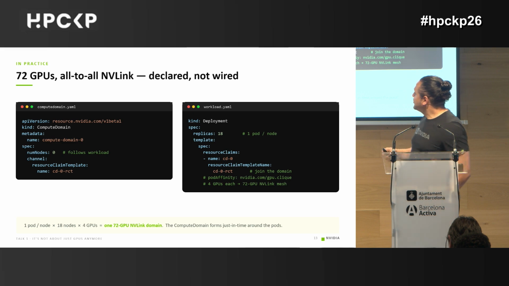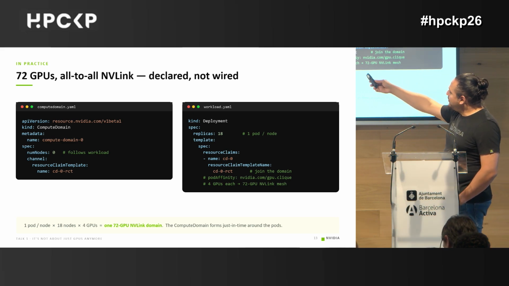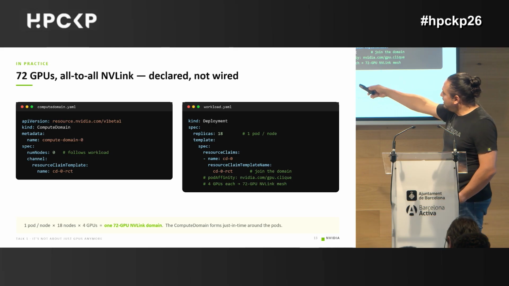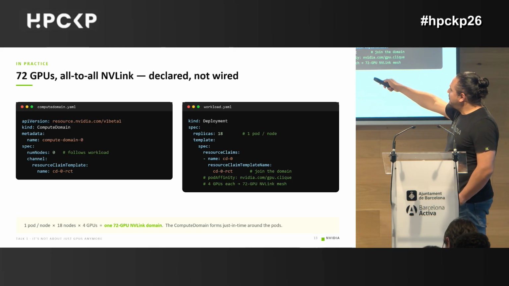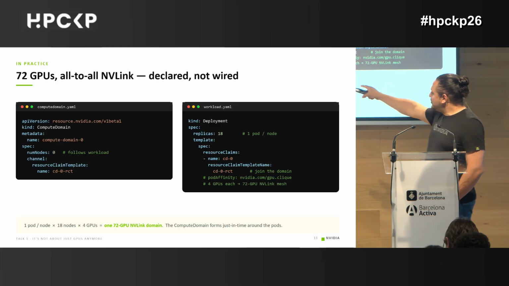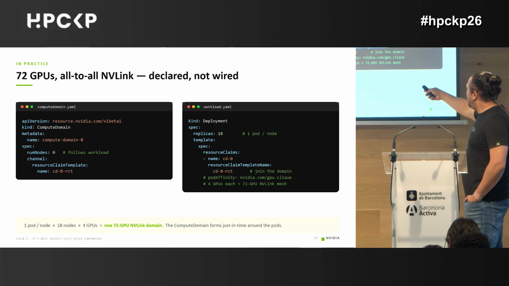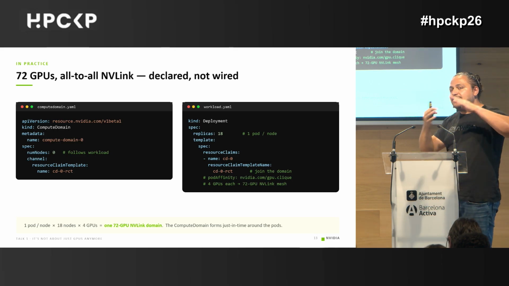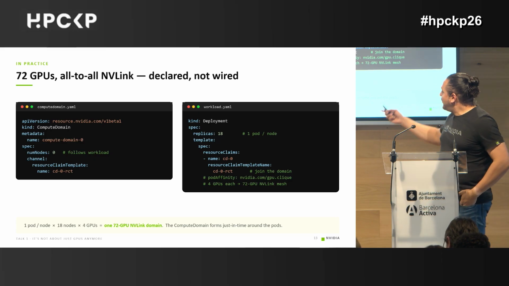So here is how a compute domain looks. Basically, you name it when you are declaring it, and then in the workload itself, this is a deployment, and this is how you declare the compute domain. You declare that you need a special compute domain, right? The number of nodes follows the workload. So the workload can request, as I have there, 18 replicas. So from the 72 GPUs that you have in your GB200 rack, you can request 18.